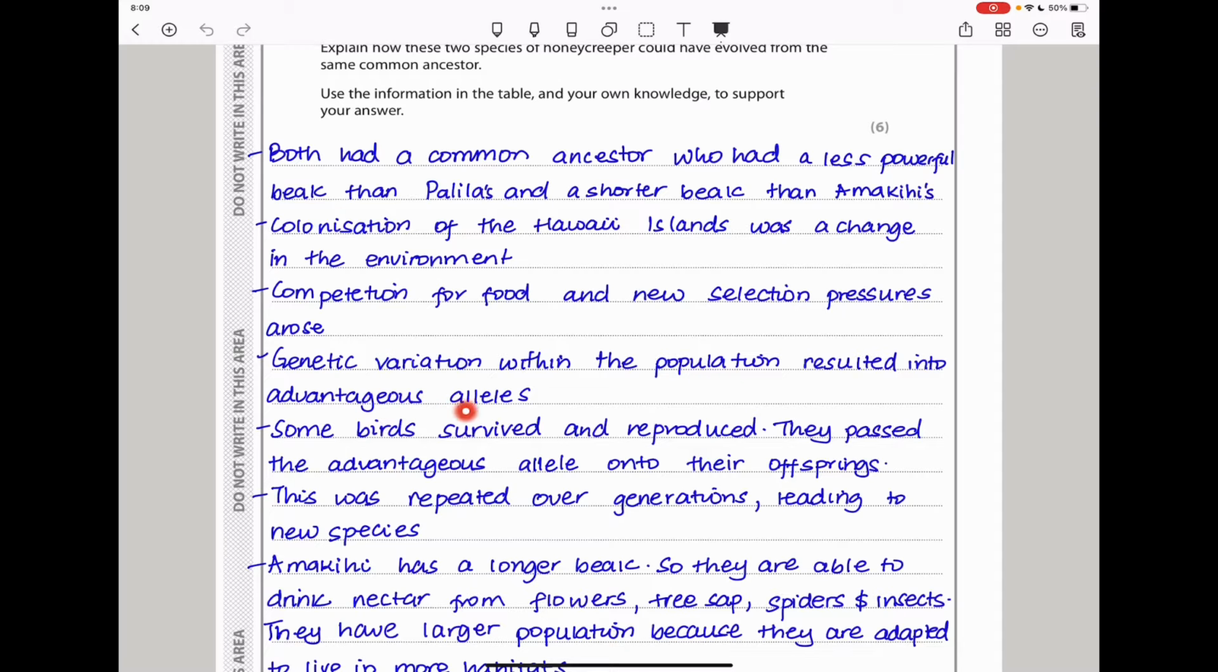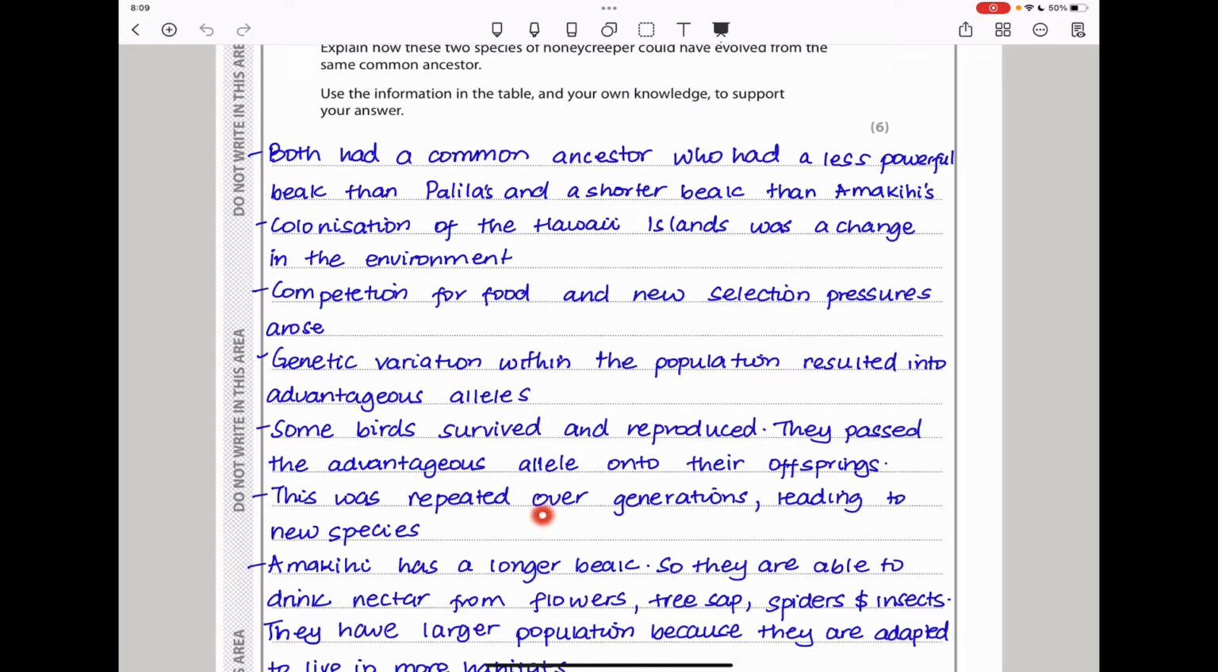It means among the population of the ancestors, some of them had alleles that gave them an advantage to be able to survive in this environment where there are selection pressures, as well as competition for food and maybe many other things. So they had advantageous alleles. Then I went on to say that some birds survived and reproduced. Those that had the advantageous alleles survived, reproduced, and passed on the advantageous alleles onto their offspring.